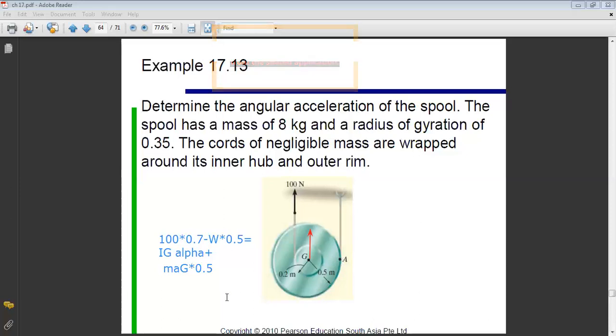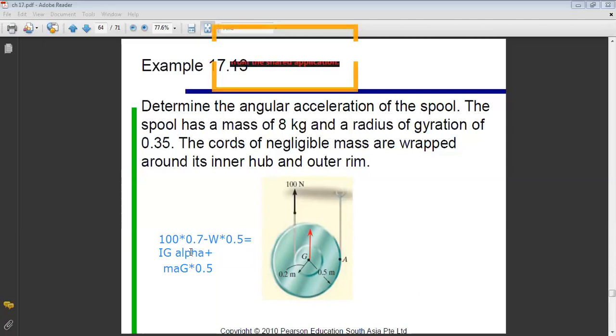Okay? So here, in this relation, we have two unknowns: alpha and AG. So we need another relation between alpha and AG. What is the relation between alpha and AG? Alpha is AG times R, which is 0.5. Gyration. Very good. What do I need the gyration for? I need it to find IG. IG is equal to m times kG squared. So it's 8 times 0.35 squared.